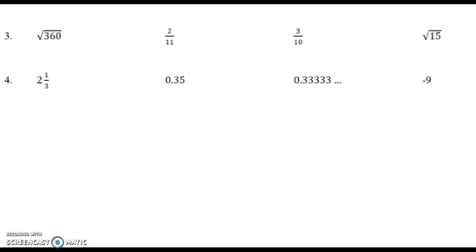Okay, now if we keep going, for number 3, 360. Well, I know the square root of 36, but I don't know the square root of 360. So that one, again, is going to be an irrational number because I don't know that. I got a fraction, which means it's rational. I got a fraction, which means it's rational. Square root of 15, I know the square root of 16, but 15, not so much, so that one's going to be irrational.